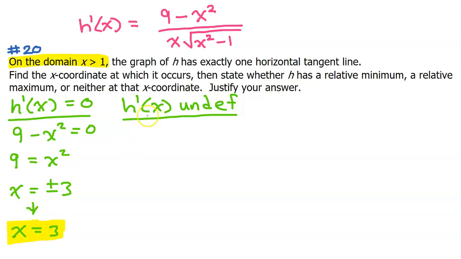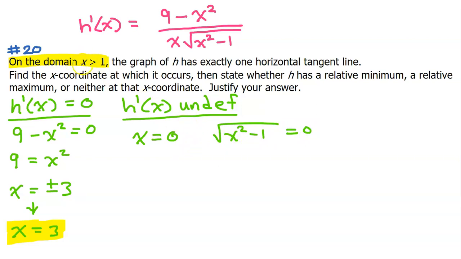Now let's talk about where h prime is undefined. This fraction will be undefined where the denominator is equal to 0. I have two factors in the denominator. So normally I would set each of them equal to 0, and I would say, well, x equals 0, and then I would say the square root of x squared minus 1 is equal to 0.